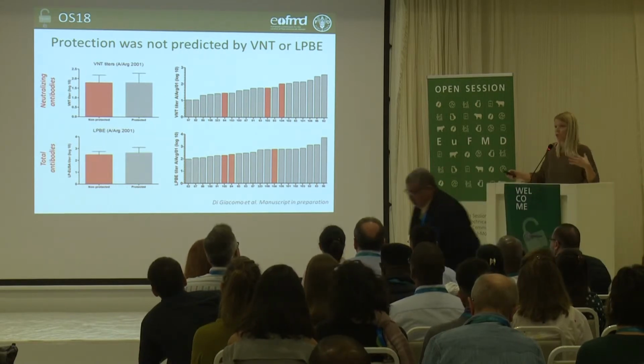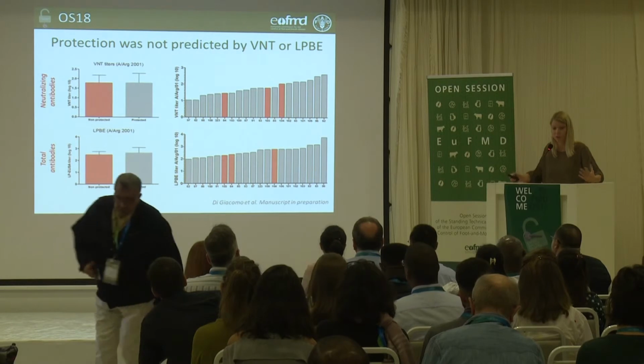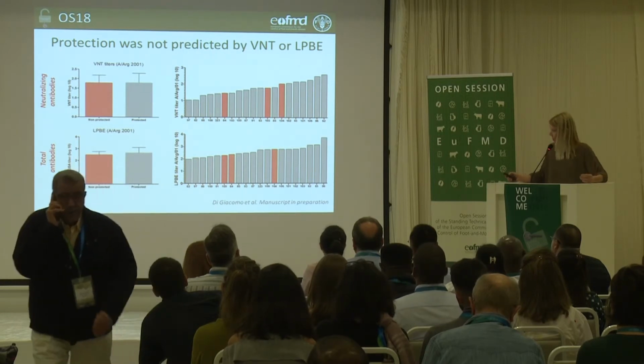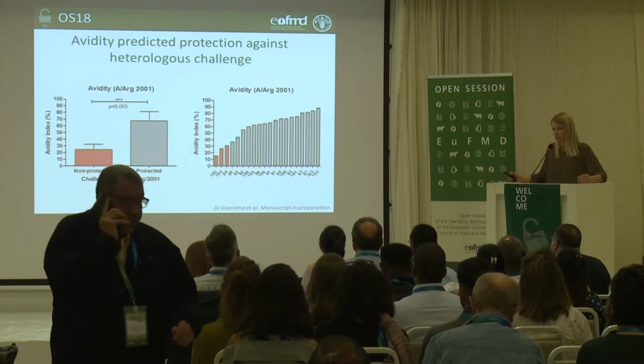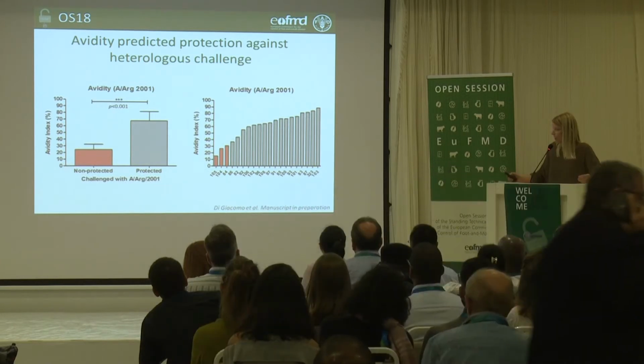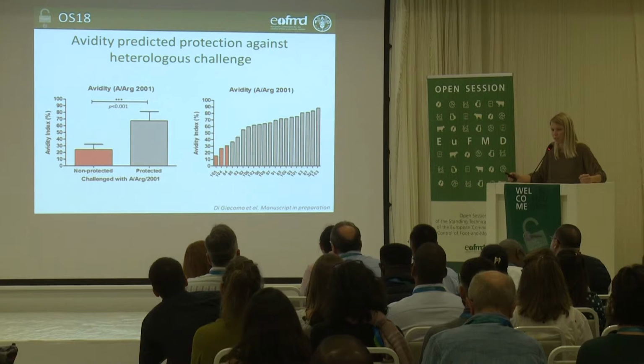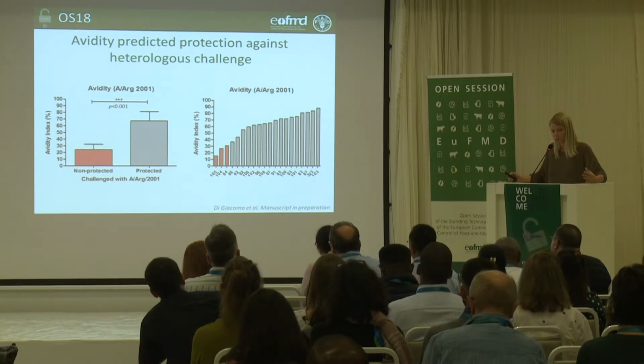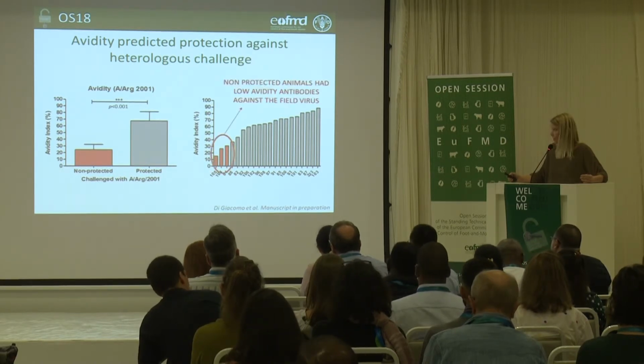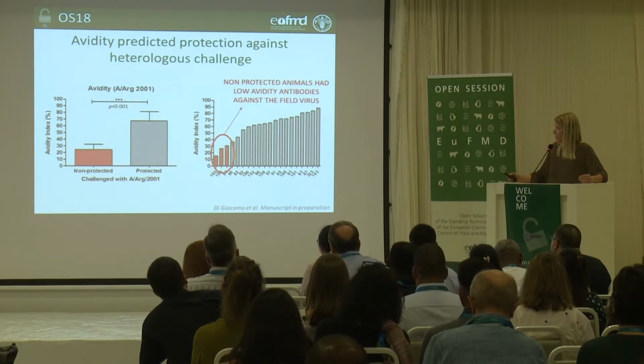So it's not related to a lower amount of antibodies or a lower amount of neutralizing antibodies. But when you measure avidity, then we can really discriminate between protected and non-protected animals. Although this is a small sample, it's very clear. And you see there that non-protected animals have low avidity antibodies against this field virus.